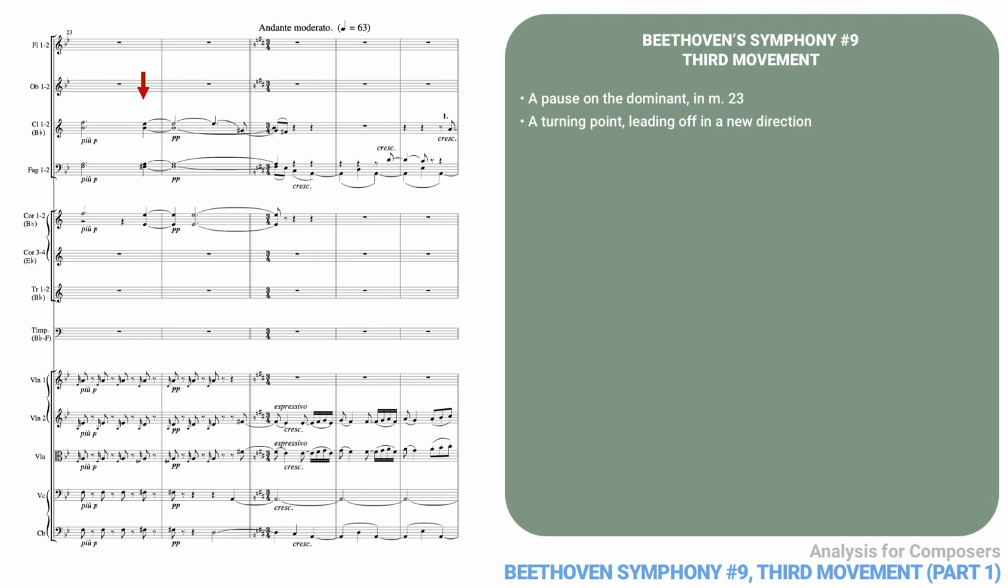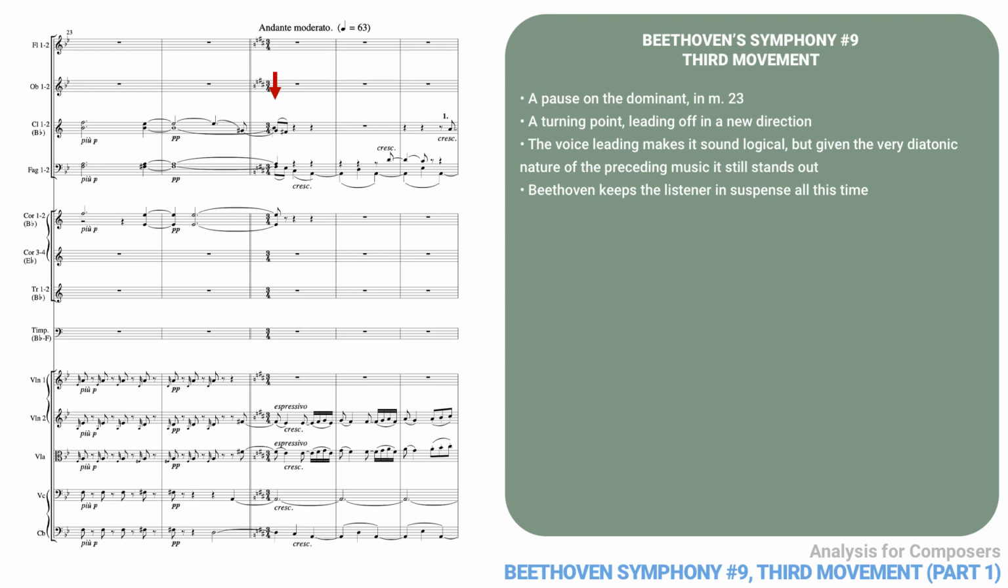The E-flat of the dominant 7 goes down to D, and the F goes up to F-sharp. The voice leading makes it sound logical, but given the very diatonic nature of the preceding music, it still stands out. And when the new chord arrives, nothing changes in the harmony until bar 25. So Beethoven is keeping the listener in suspense all this time. This is a very salient turning point in the form, and for the listener, it's positively magical. This is a perfect example of how great composers play with our expectations.